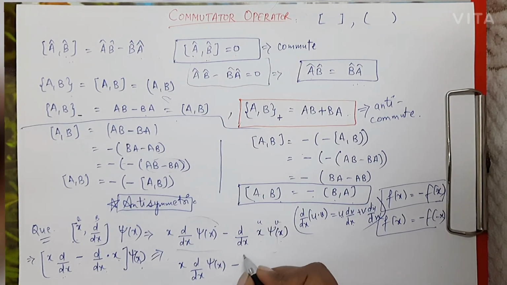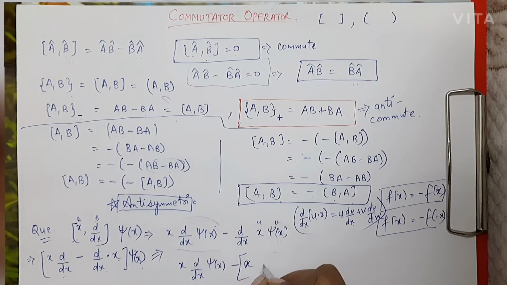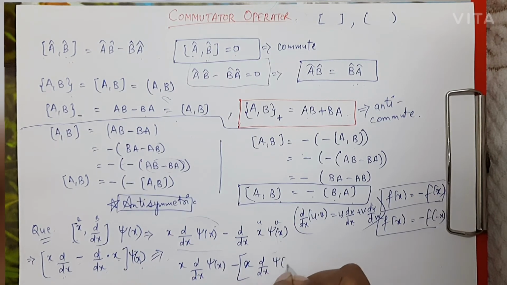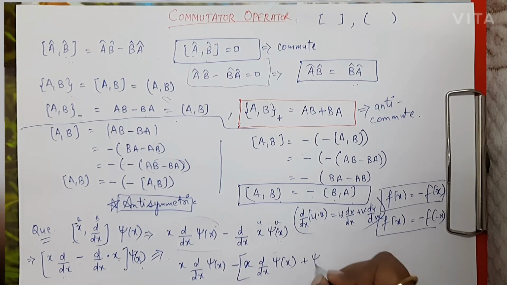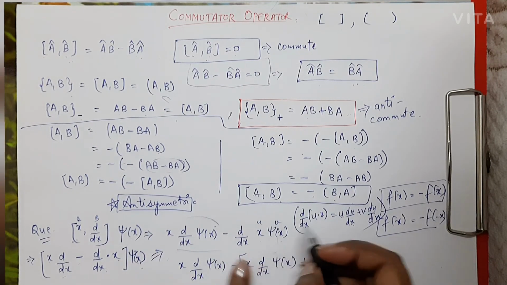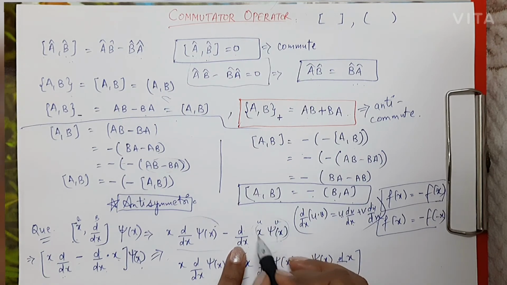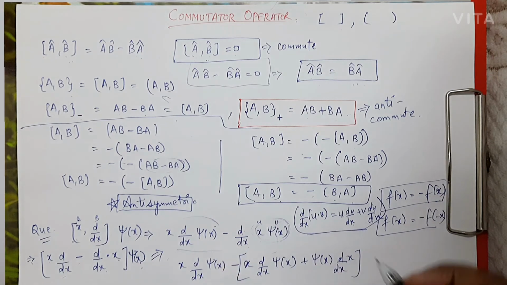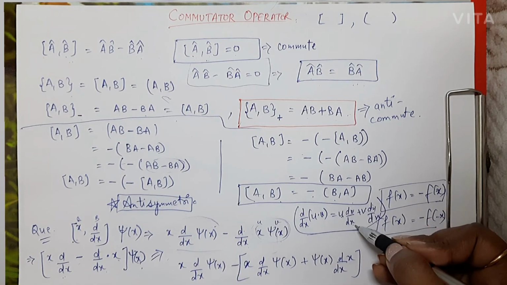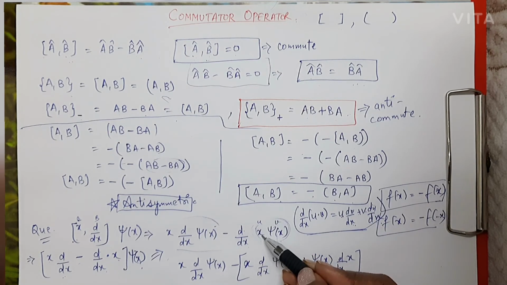So first I'll apply the bracket. Now first function as it is, differentiation of second, plus second function as it is, differentiation of first function. Right, this part is the same. Now minus, we have to do d by dx of these two functions. So we have used this formula, that is first function differentiation of second plus second function differentiation of first. So here we have first function as x and second function as psi x. So we have applied this formula.